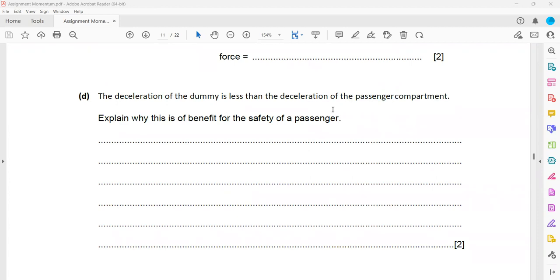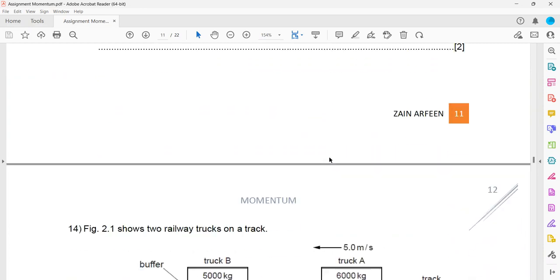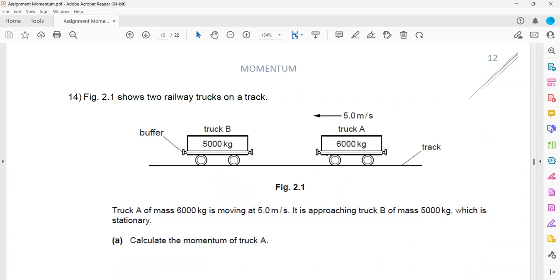The deceleration of the dummy is less than the deceleration of the passenger compartment. Explain why this is a benefit for the safety of the passenger. Because with a smaller deceleration, a smaller resultant force will act on the passenger. As a result, it will reduce the chance of serious injury, so it won't be fatal.